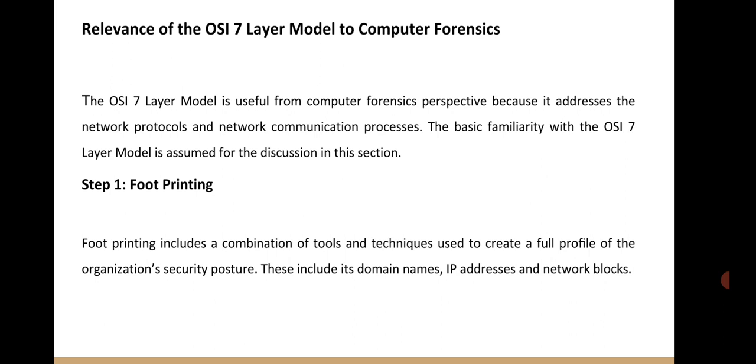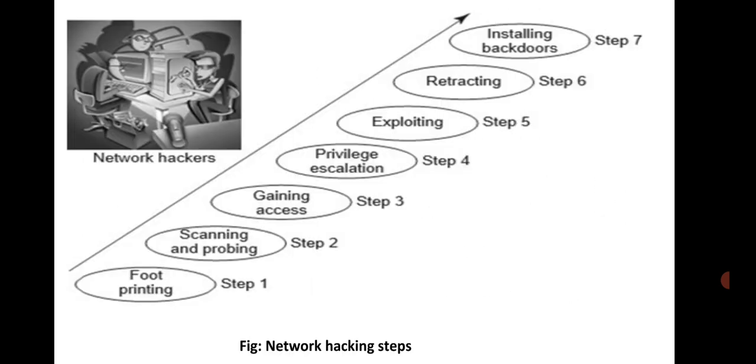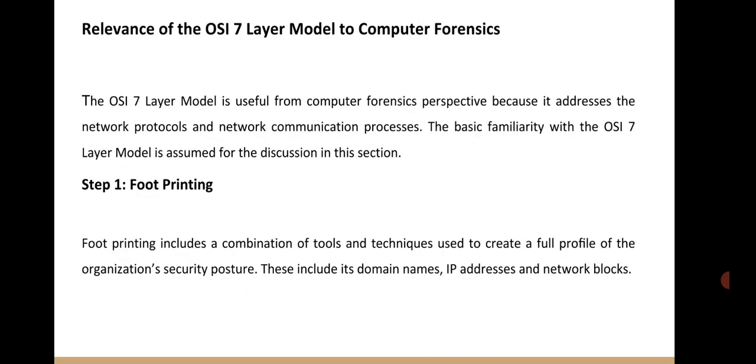Here we have the network hacking steps. There are 7 steps, like the OSI 7 layer model: footprinting, scanning and probing, gaining access, privilege escalation, exploiting, retracting, and installing the backdoors. First one is the footprinting.